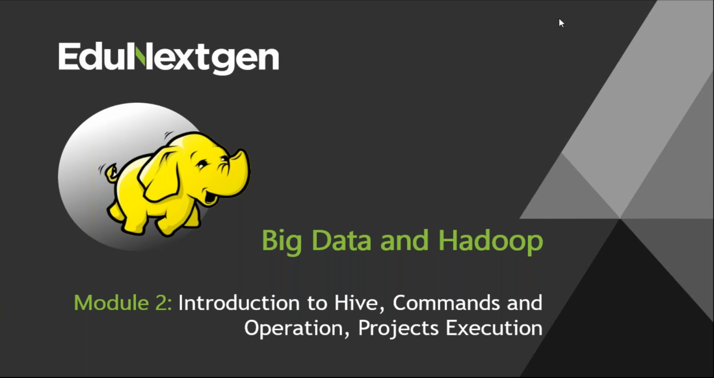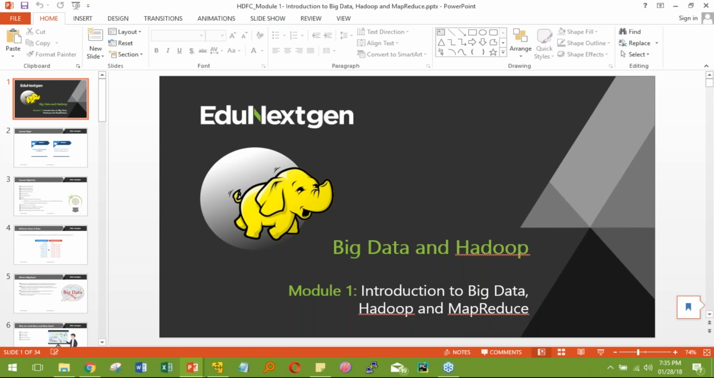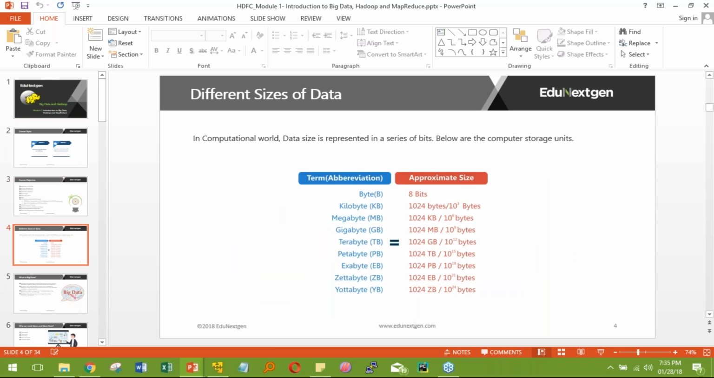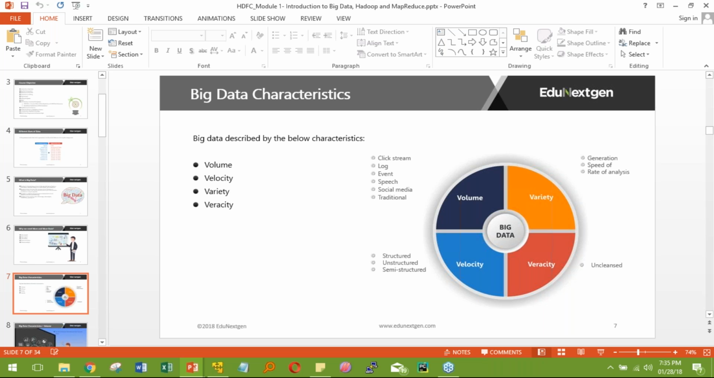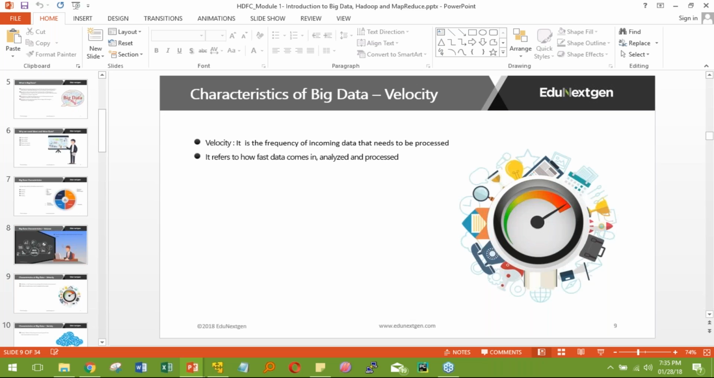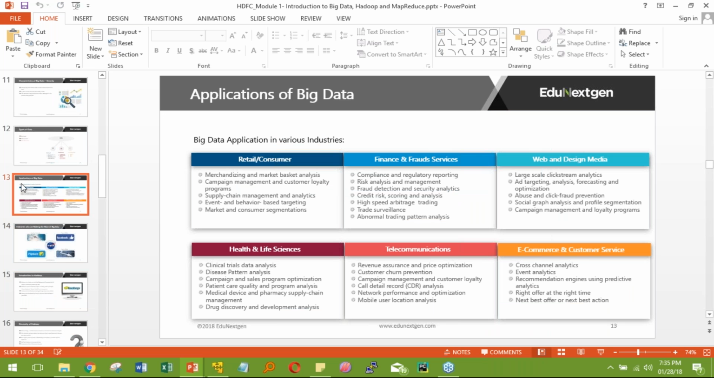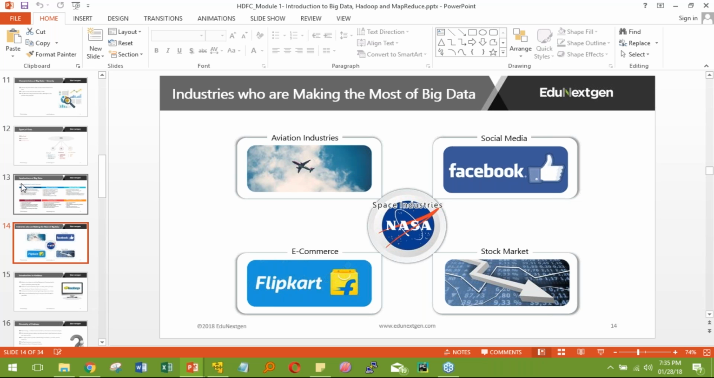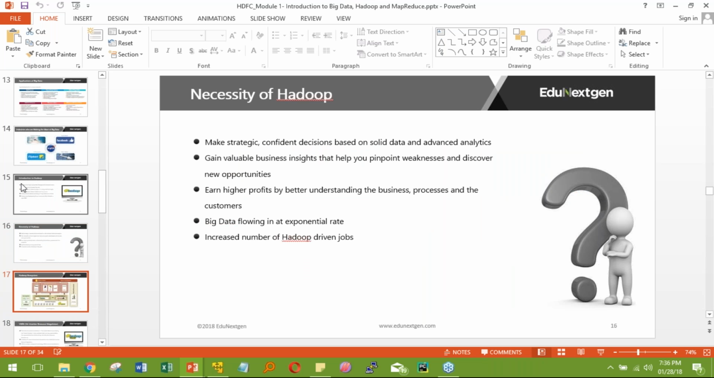Let's quickly recap whatever topics we covered yesterday. So yesterday we mainly concentrated on the introduction to big data. Then we went through Hadoop and we executed a MapReduce program as well, right? So different sizes of data. Then we covered what is big data, the need for more and more data, and some characteristics of big data. Then we moved to types of data and some applications of big data, like the domains where we can implement this technology, and the industries making the most of big data. And introduction to Hadoop, the necessity of Hadoop, and the ecosystem.